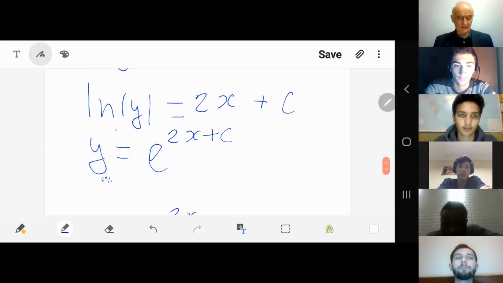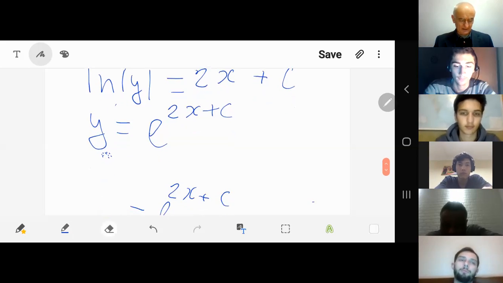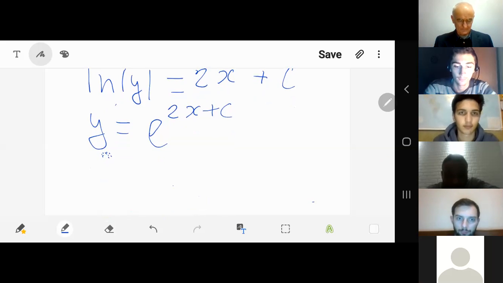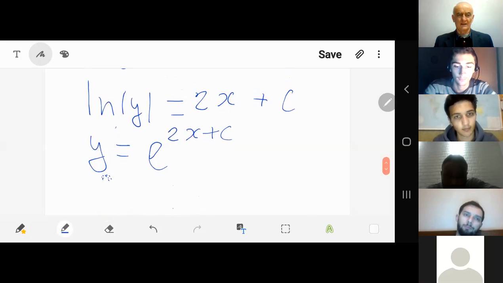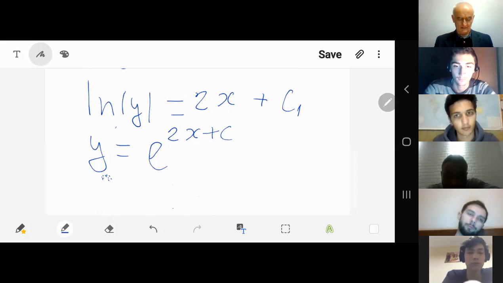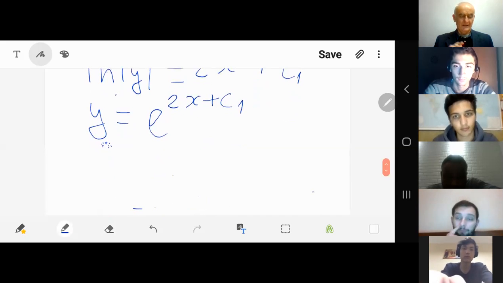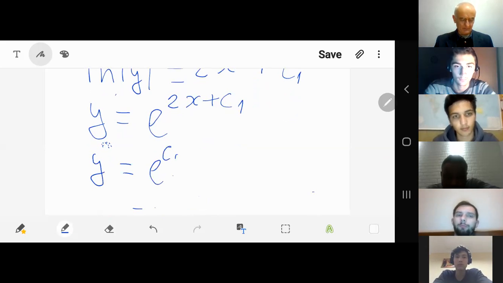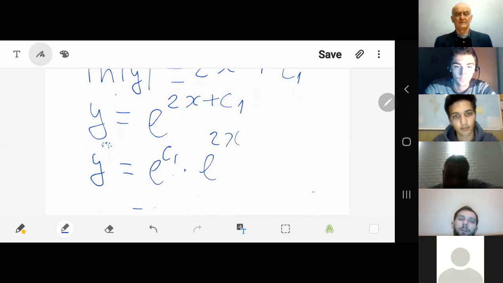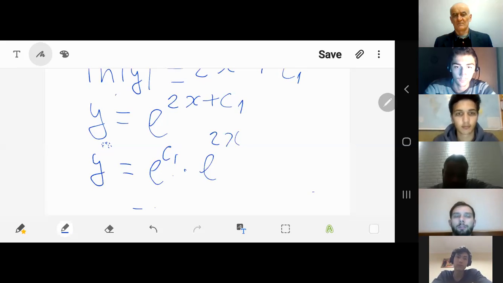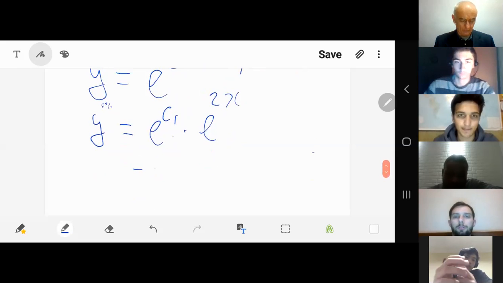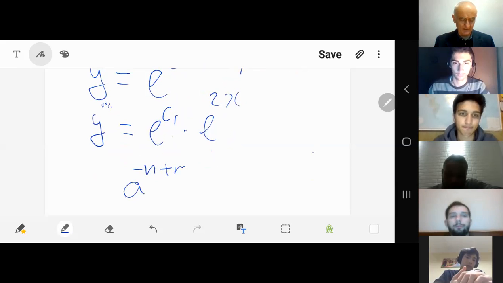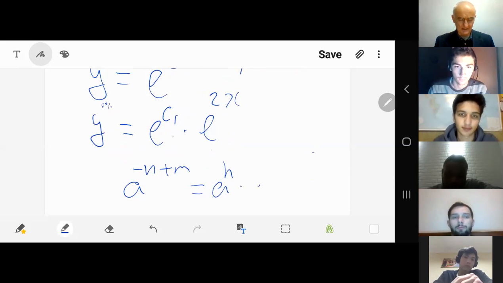Okay, now I will represent it in a different view. And if you agree, instead of C, I will write down C sub 1. And why I need it, I will show now. I can write y equals e to power c1 times e to power 2x. I used a very well-known formula. Luca, I used a very well-known formula: a to power n plus m is a to power n times a to power m.